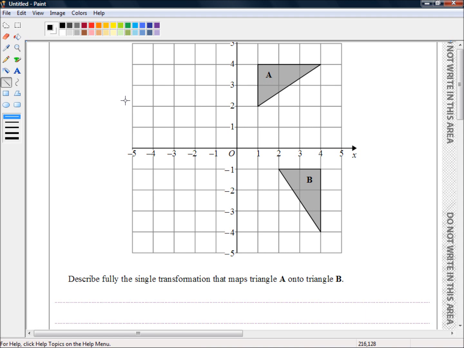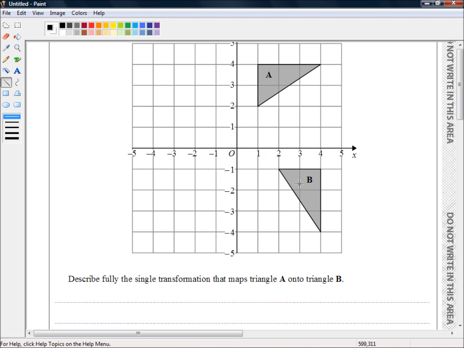It's the first paper in the foundation tier, and we're picking up in question 29, which reads, describe fully the single transformation that maps triangle A onto triangle B. This is actually more straightforward than it looks. What we have here is a rotation.